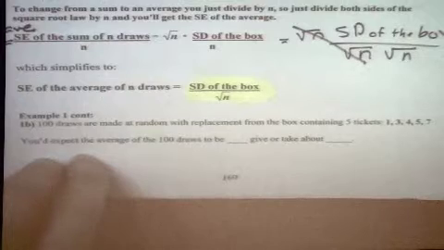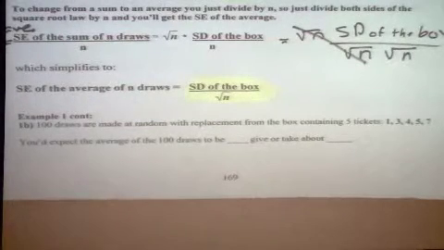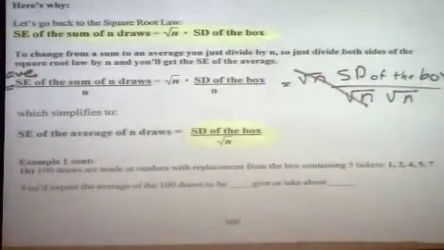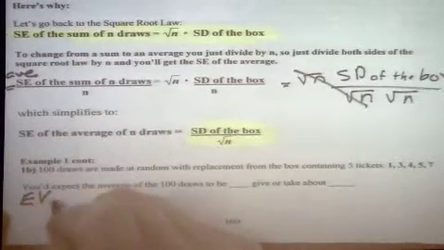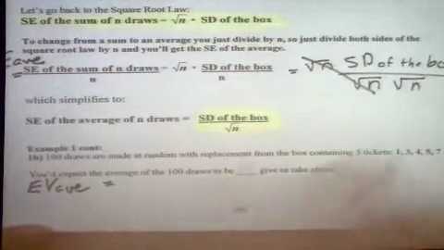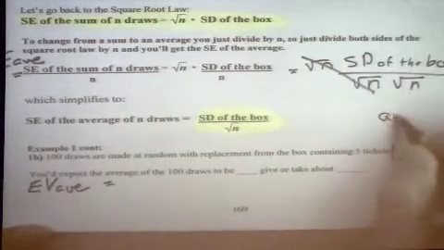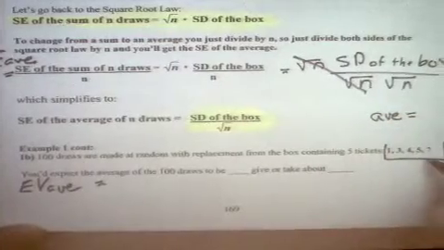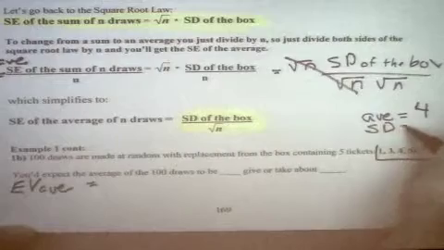Let's do this one together. We'll do the next one as an iClicker, because we have to go through this quickly before this disappears from our screen. Okay, so you'd expect the expected value of the average is what? We have 5 tickets, and we know that the average of the box is what? 4. Can I just give you the standard deviation? Because you have to do it the long way.